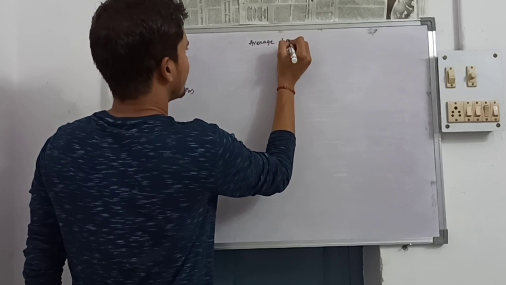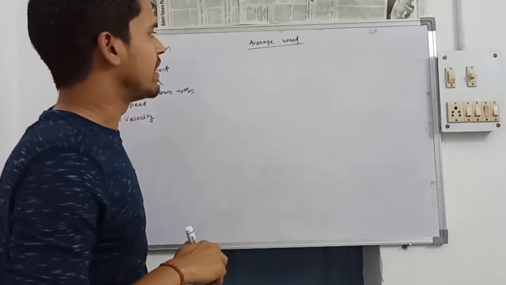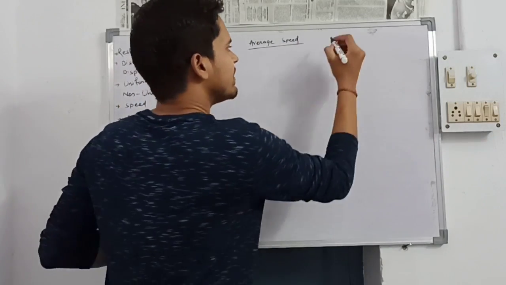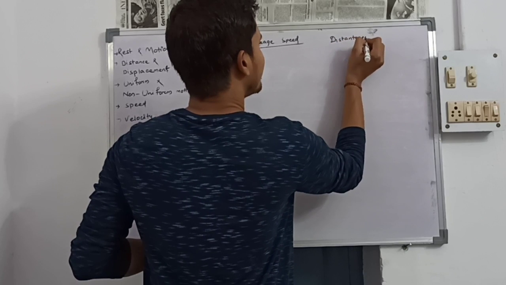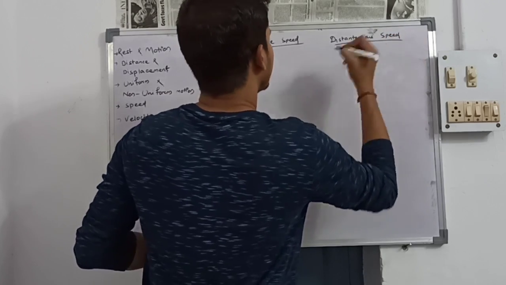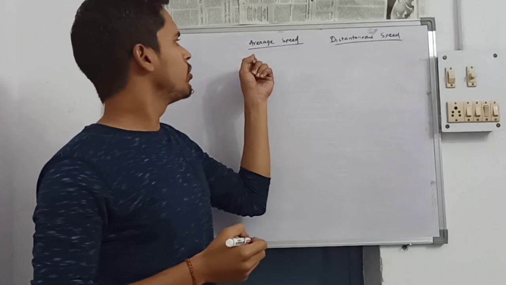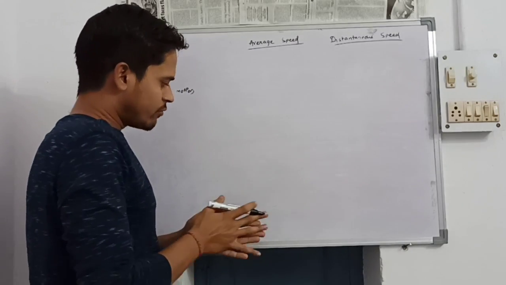What is this average speed? Two types of speed are there. One is average speed, another is instantaneous speed. Basically, when we study, we will always study about average speed. Let's take one example.